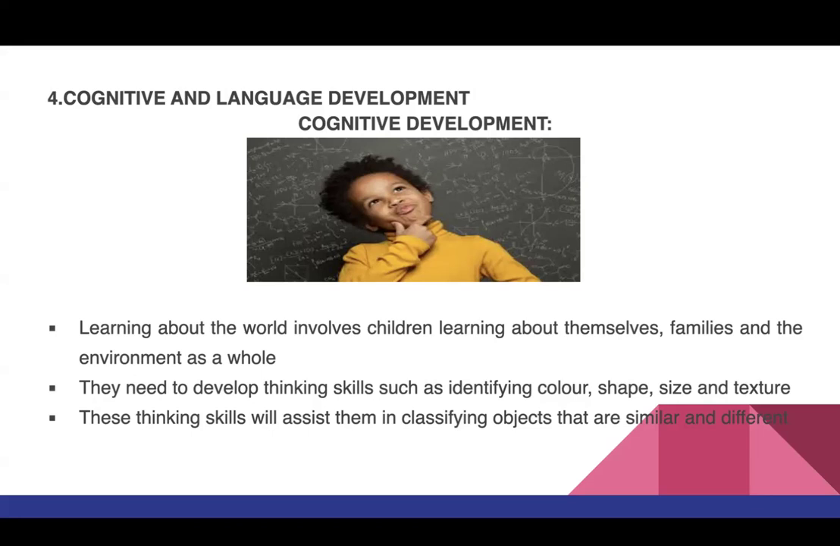The child also then needs to develop certain basic skills based on this to identify their world. That includes identifying colors, shapes, size of things, textures of things, and then once they've got this, they can classify items that are similar and different.